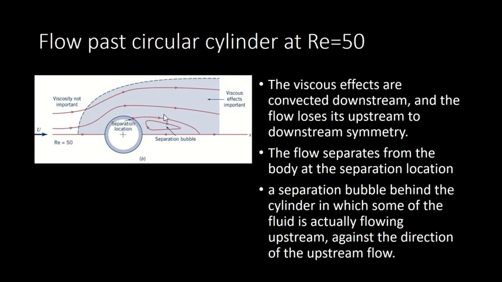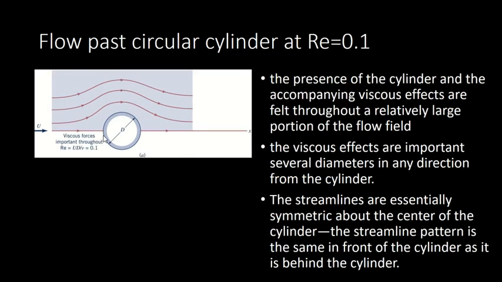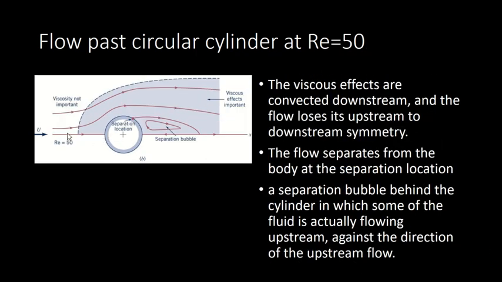Okay, so when we increase the Reynolds number to 50, the region ahead of the cylinder is now decreased, and this region is now moving downstream of the cylinder. As you can see, in the wake region behind the cylinder, the region is increased. The viscous effects are convected downstream, and the flow lost its upstream to downstream symmetry.